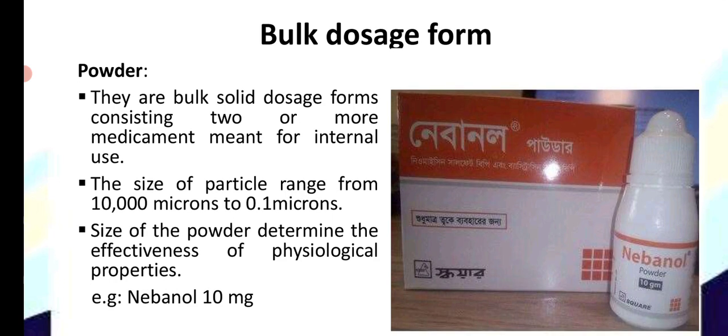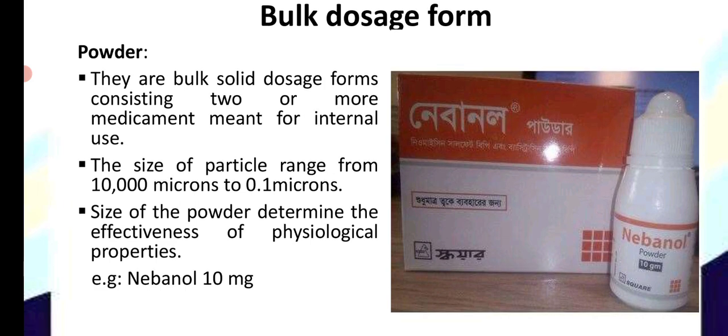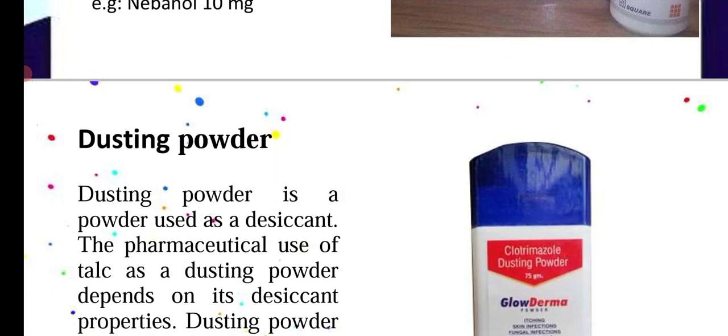Now next is bulk dosage form, under which comes powder. They are bulk solid dosage forms consisting of two or more medicaments for internal use. The size of particles ranges from 10,000 microns to 0.1 microns. Size of the powder determines the effectiveness of physiological properties. For example, Nibanol 10 mg.